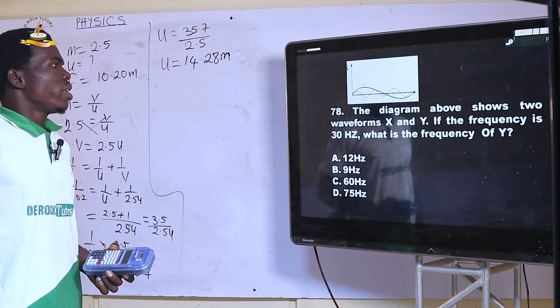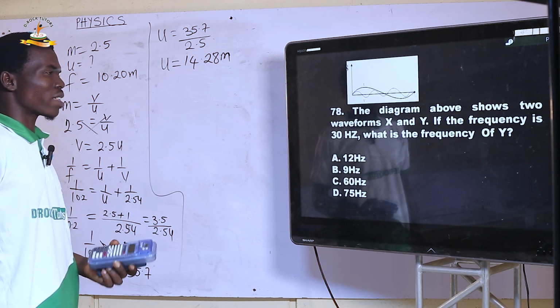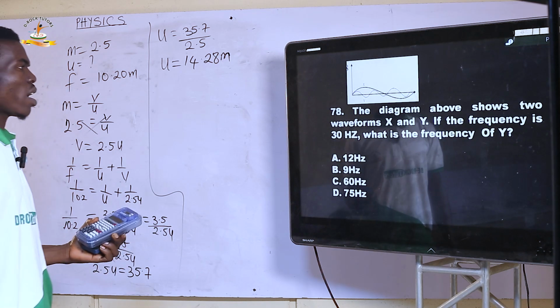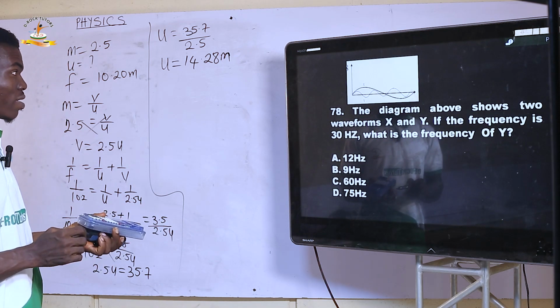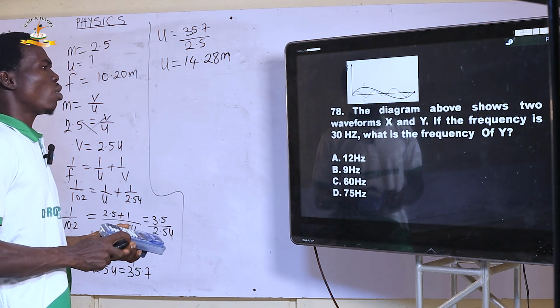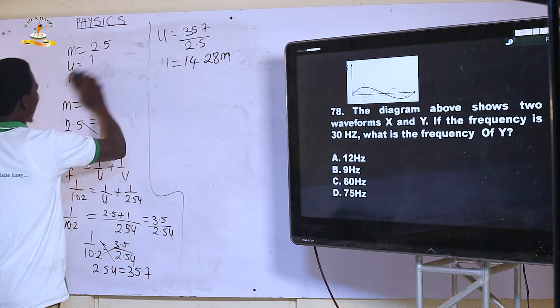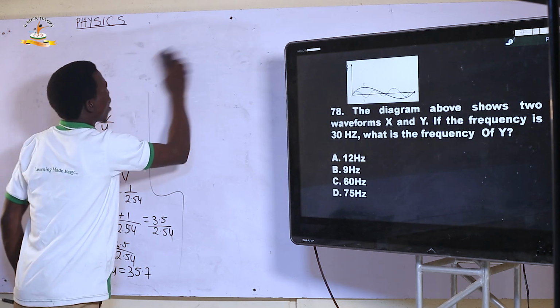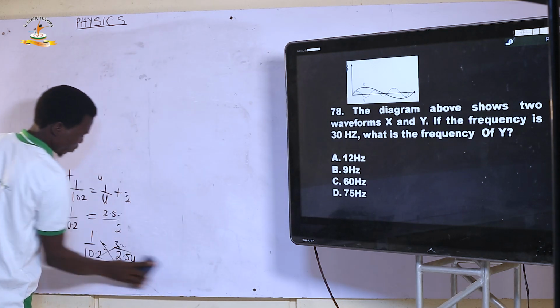Alright, the diagram above shows two waveforms x and y. If the frequency of x is 30 Hz, what is the frequency of y? So we have the diagram. For clarity, I will draw the diagram again and see how we can solve this if we have a question like this.